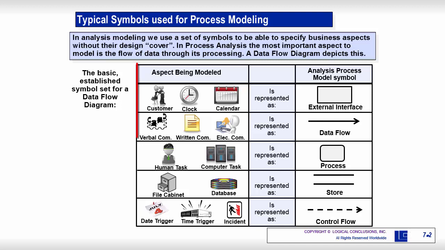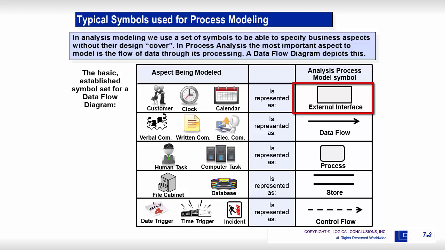In the table on this slide, the first column indicates the design or real-world aspect of the organization being modeled. Then next to it, I've shown its equivalent analysis process model symbol. Let me go through these. The top row in this table shows an external interface, for example, a customer, a clock, a calendar, etc. These are things beyond our organization and beyond our control. The symbol we use for an external interface is a rectangle. In the business world, the external interface is usually the customer.